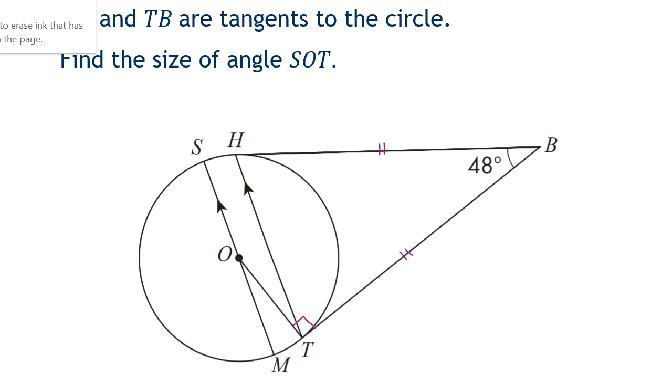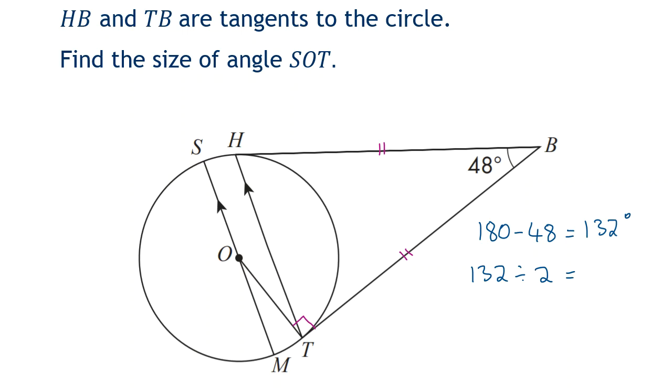Well, if we've got an isosceles triangle, what we can do is subtract 48 from 180, and that'll tell us the sum of the two angles that are the same size. That means that 132 degrees is shared between these two angles. So if it's shared evenly, as it is because they're isosceles, then 132 divided by 2 gives us the size of one of those angles. And 132 divided by 2 is 66 degrees, so that means that this angle HTB is 66 degrees.